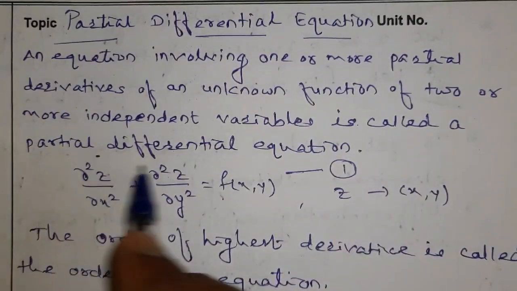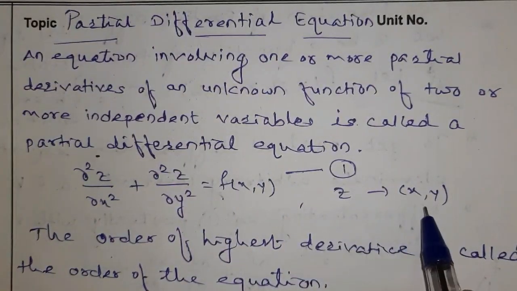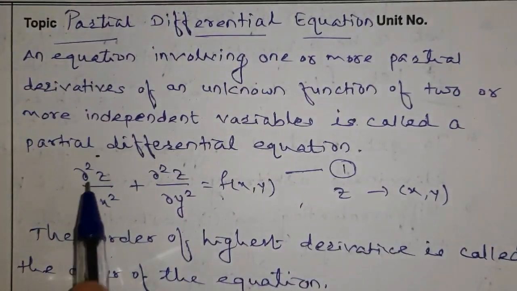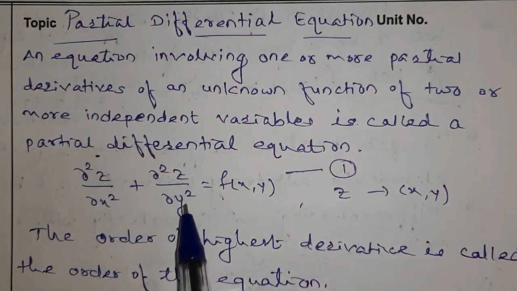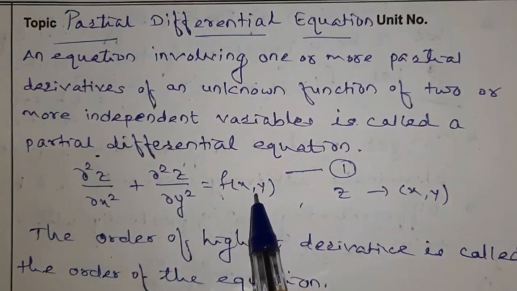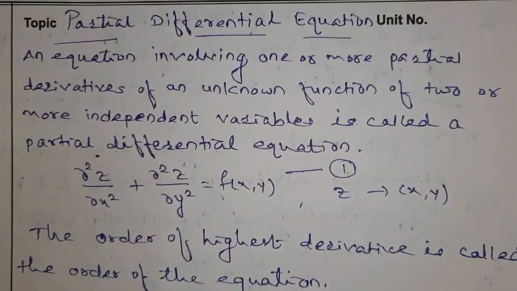This is called a partial differential equation. For example, if I take z as a function of x and y, then I can write the differential equation: dou square z by dou x square plus dou square z by dou y square is equal to f of xy. This is our partial differential equation.